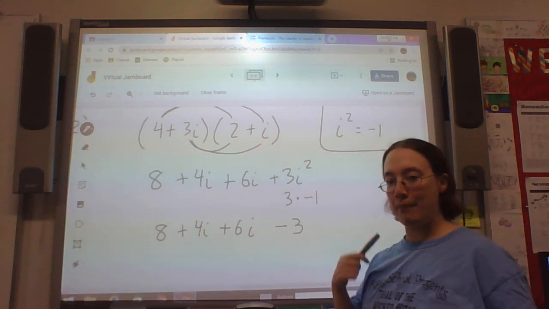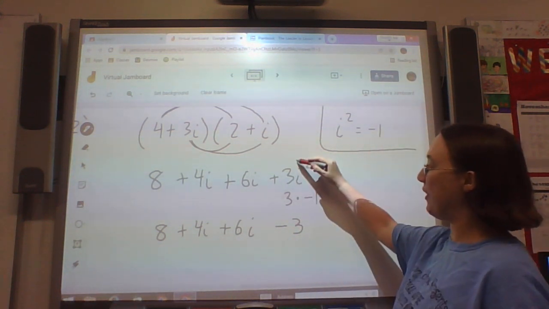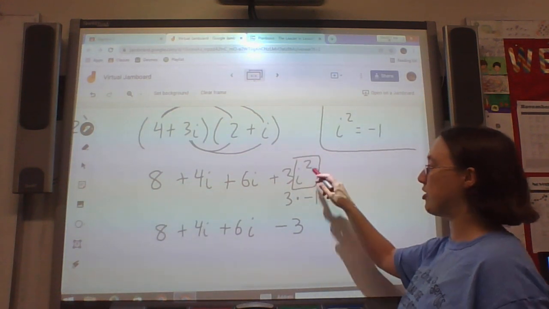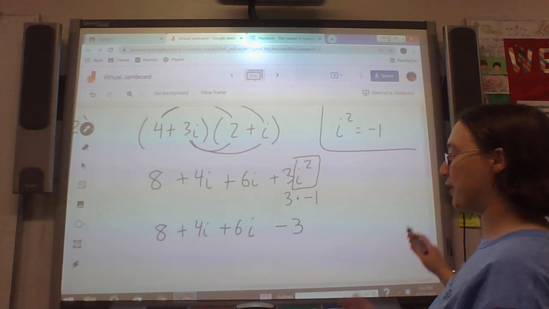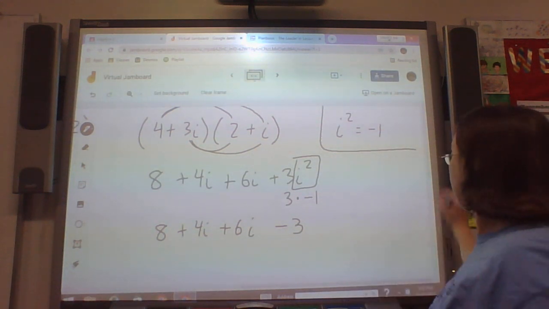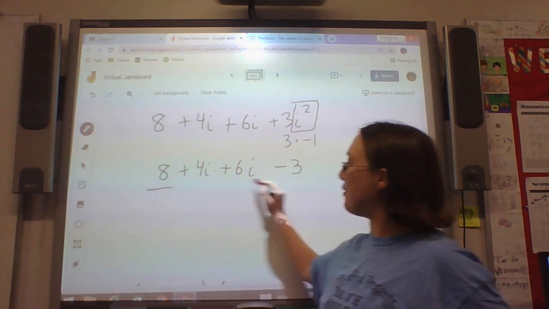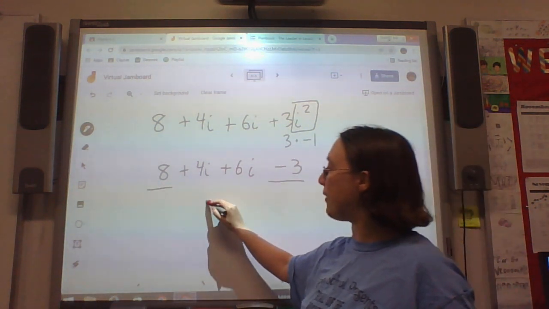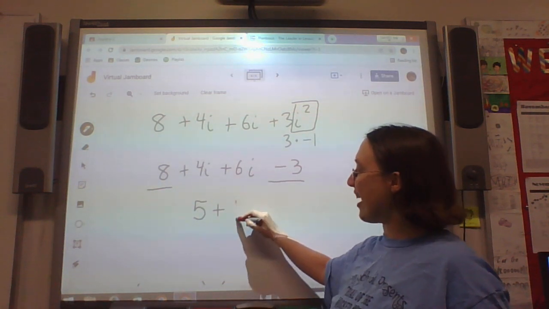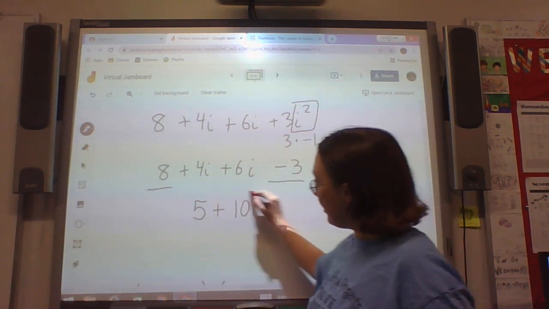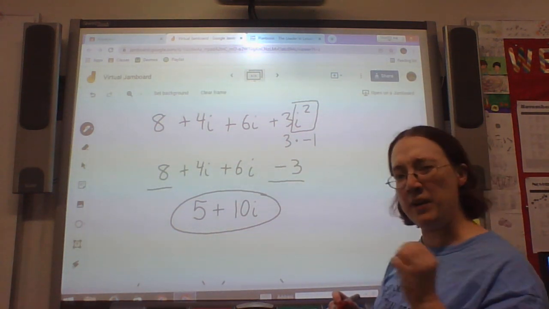And now we're combining our like terms, because now we have some more like terms to combine. So this right here is the big difference between i's and what we would do with any other kind of variable. So that's the reason this is a little bit different. Now when we're combining our like terms, we have this 8 minus this 3, which gets you a 5. And 4i plus 6i gets you 10i.